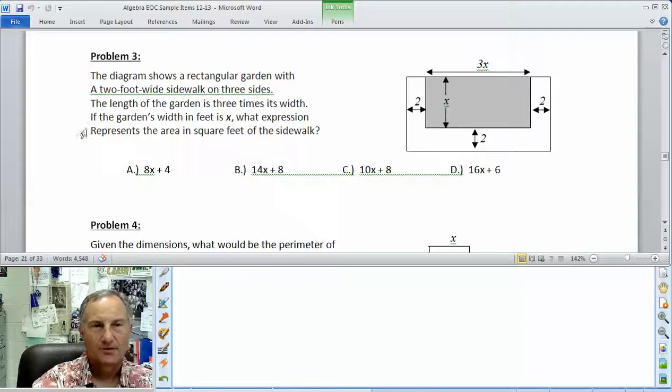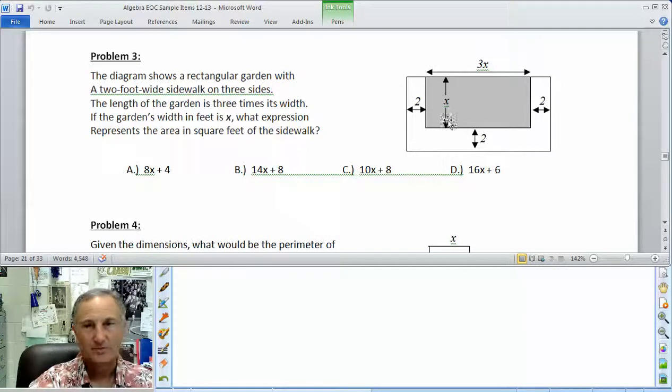3. A diagram shows a rectangular garden with a 2-foot wide sidewalk on 3 sides. The length of the garden is 3 times the width. If the garden's width is x feet, what expression represents the area in square feet of the sidewalk? Rectangle, area, length times width. Okay, but they want the area of the sidewalk.